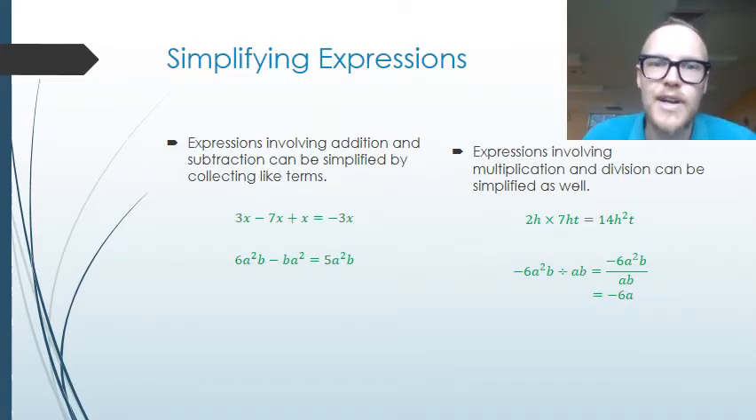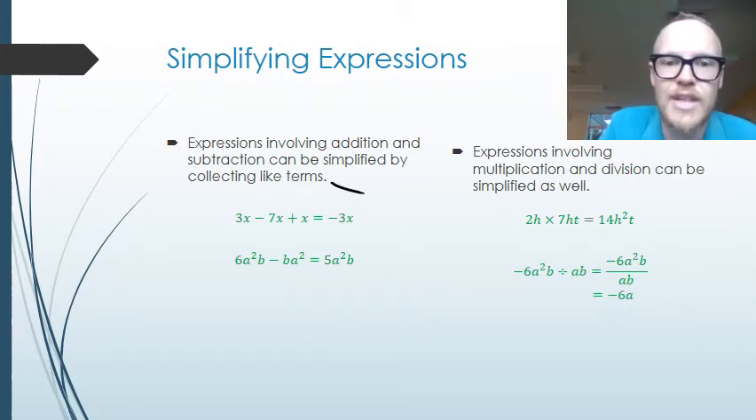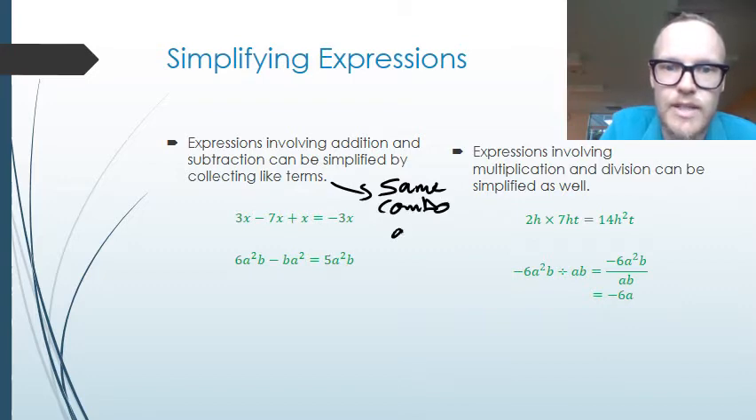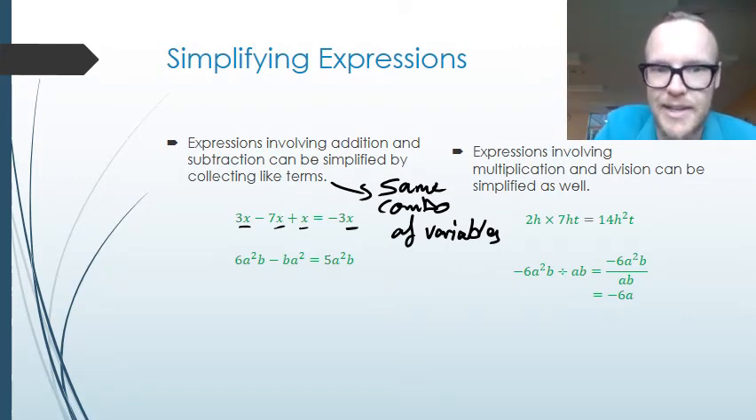So in simplifying expressions, if you recall, expressions that involve addition and subtraction can be simplified by collecting like terms. And remember, like terms have the same combination of variables. So that means that, for example, with our first example here, 3x minus 7x plus x, the combination of variables is just the x there. They all contain an x. And so that means that we can have the 3x's subtracting away 7x's for minus 4x's, add another x on, and that's the same as negative 3x or subtracting 3x.